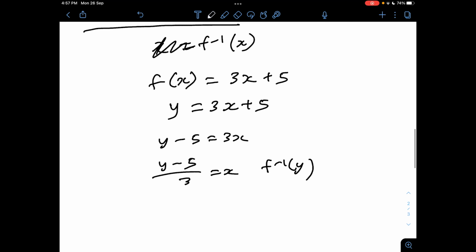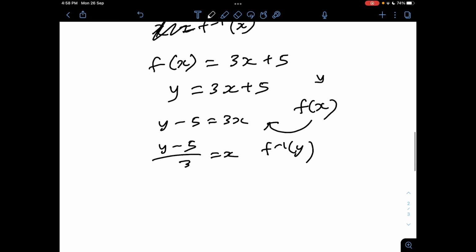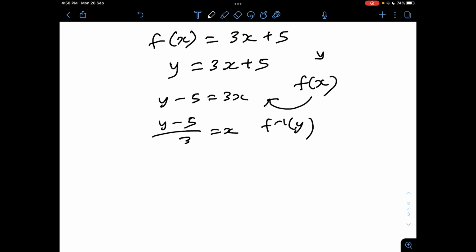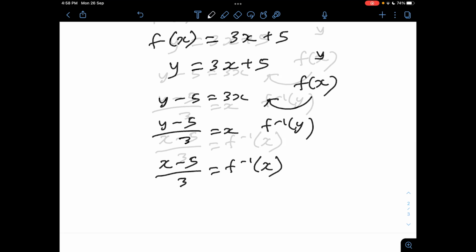Why? Because first of all, f(x) is basically y. So when you move to the back, that basically means that we are doing an upside down function. So when it's an upside down function, we will get the power -1 for the y equation. So here it is f inverse of y. And then here we need to switch the y to x. So this one is (x minus 5) over 3 equals f inverse x. This is our inverse function.